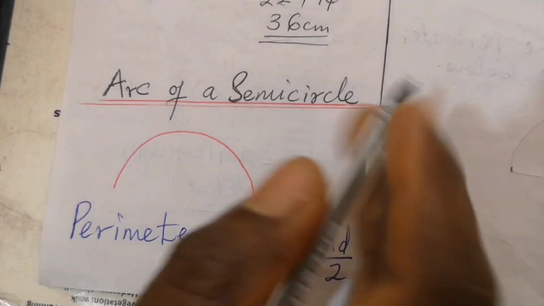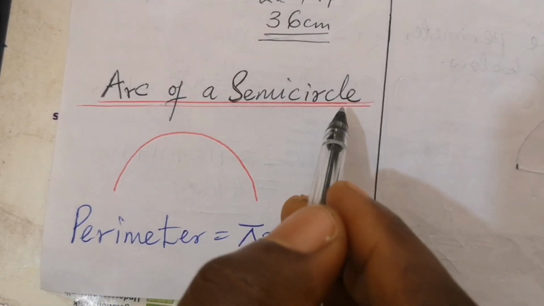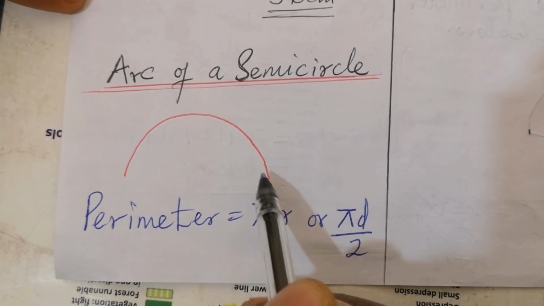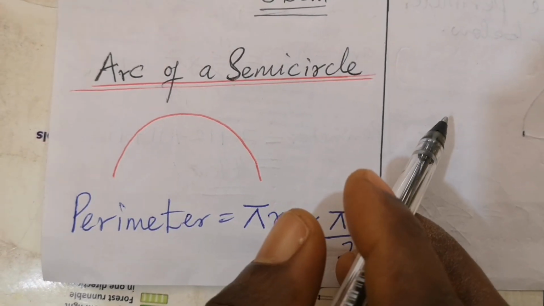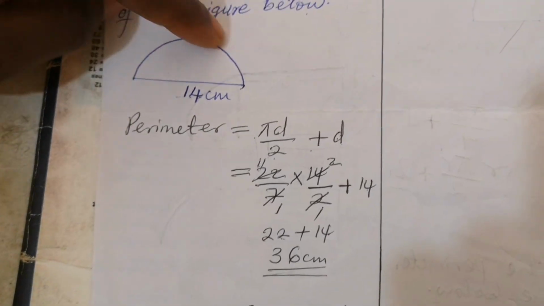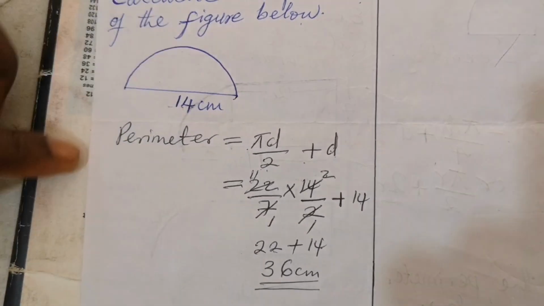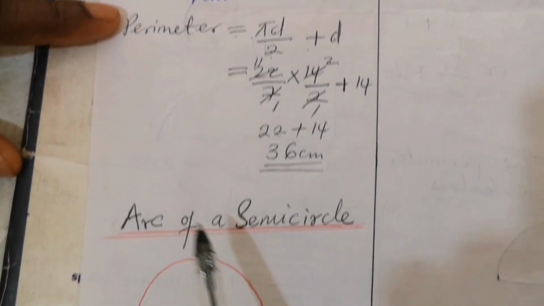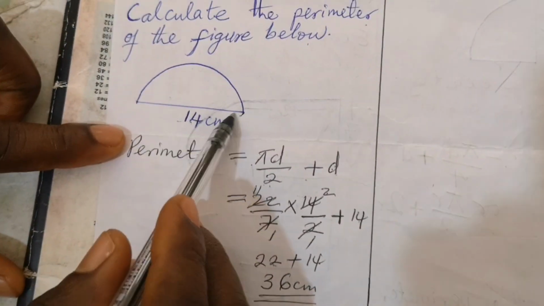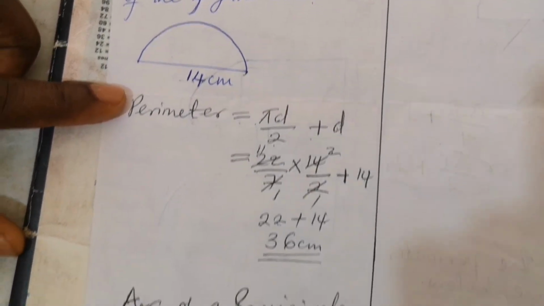Okay, let's look at arc of a semicircle. The arc is just the curved edge from a semicircle without the diameter. This curved edge is the one we call arc of a semicircle. So the diameter is no longer there. This line is no longer there, which is this one.